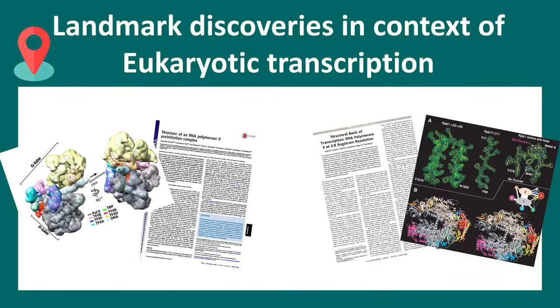Anyway, let me talk to you about some landmark discoveries in the context of eukaryotic transcription. Roger Kornberg, who was actually the son of Arthur Kornberg, got the Nobel Prize in 2006 for his key contribution in the field of transcription. Two of his major contributions were to solve the 2.5 angstrom resolution structure of the RNA polymerase, and later on, with the help of cryo-electron microscopy, to figure out the structure of the entire RNA Pol II pre-initiation complex. These are two landmark papers in the field which have changed our understanding of eukaryotic transcription.